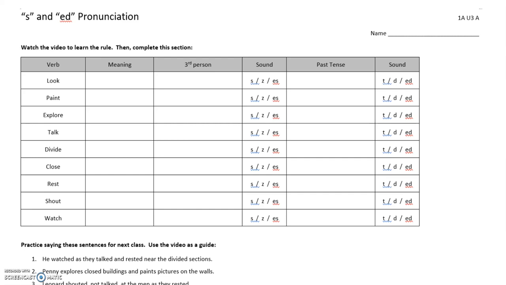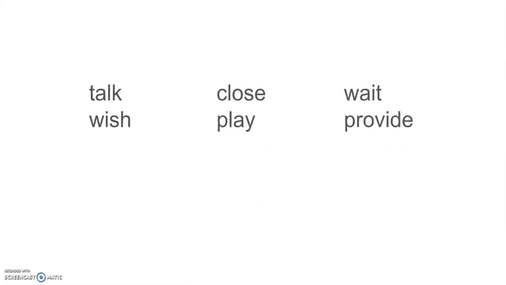Okay, so we have some different verbs today. For example, here are some verbs. Talk, let's say them together. Right? Talk, wish, close, play, wait, provide. Okay, these are normal, regular verbs. But if we want to make them past tense, there's a difference for the ED sound. Let's look. Can you say these words?